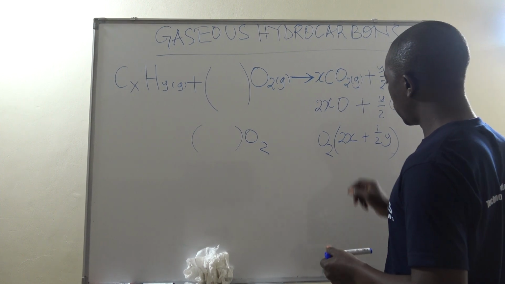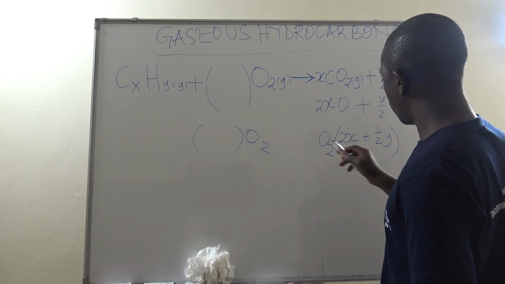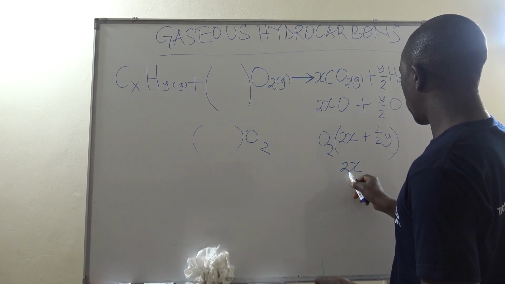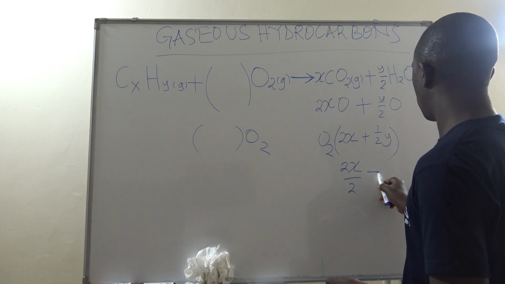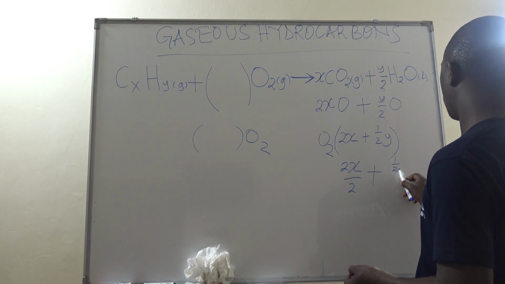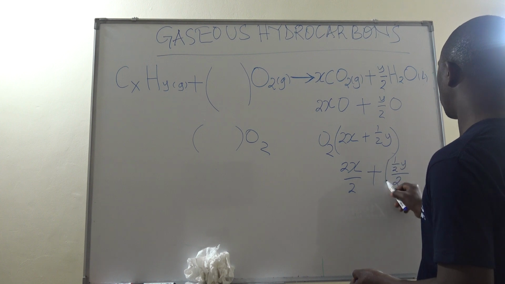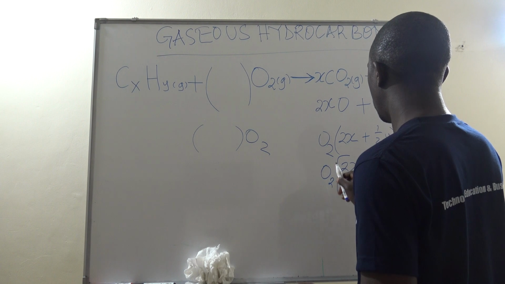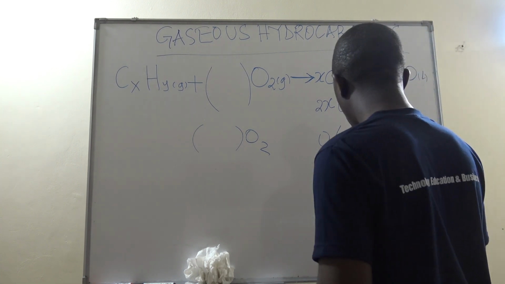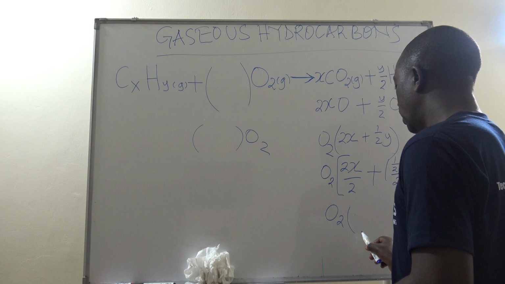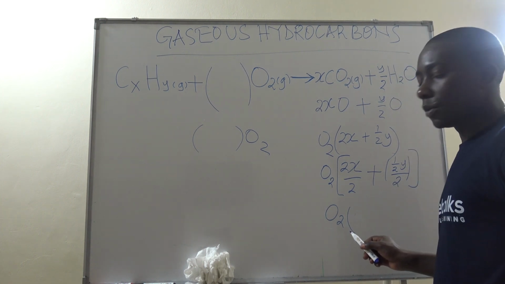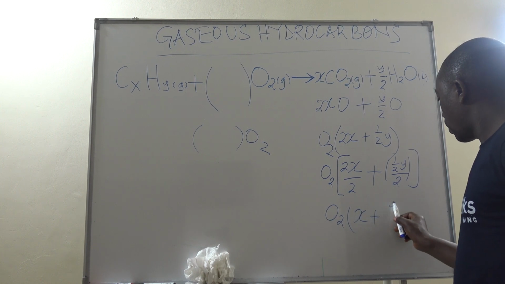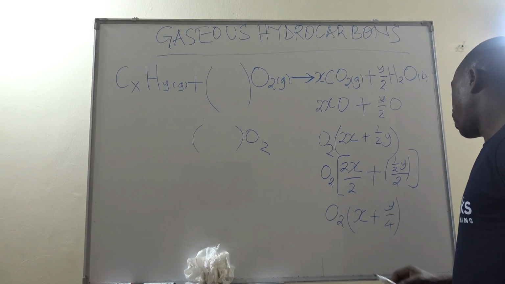So that's why I should make sure that, if I have 2 here, then I will say this is 2x out of 2, plus a half y, but out of 2 also. So the whole of this, if I'm multiplying it by 2 oxygen atoms, then it will become equal to 2 oxygen atoms. This is x plus y over 4, in brackets.